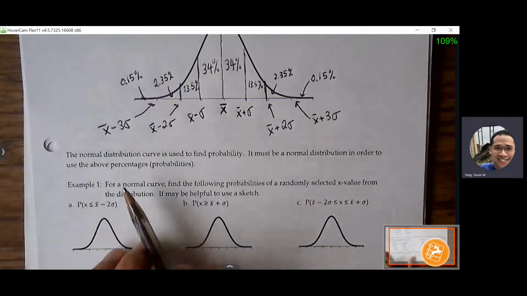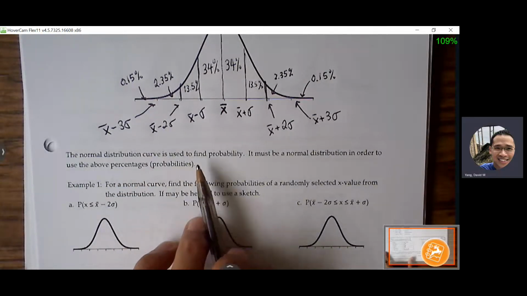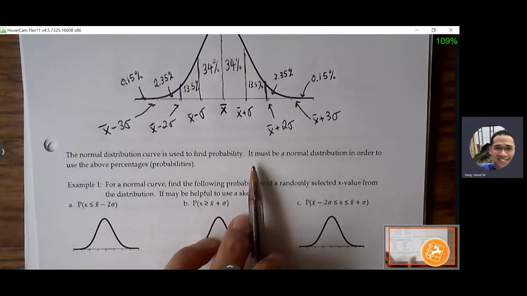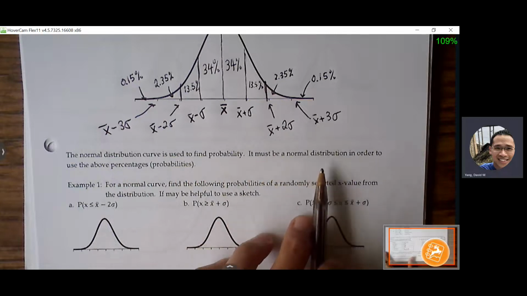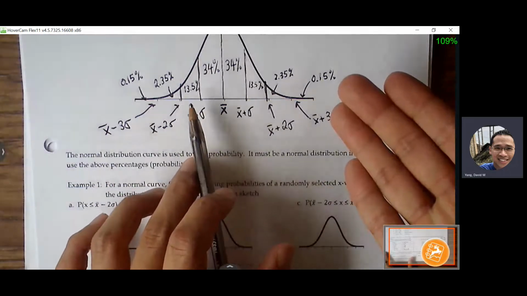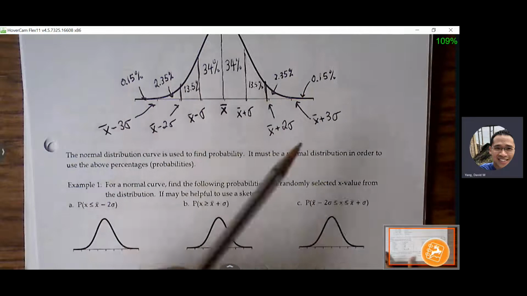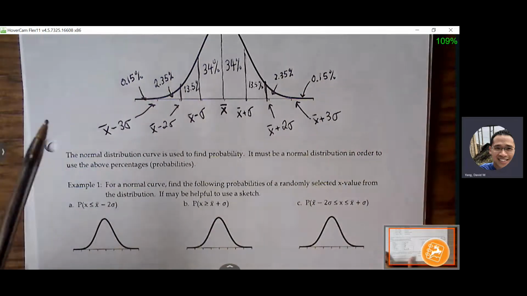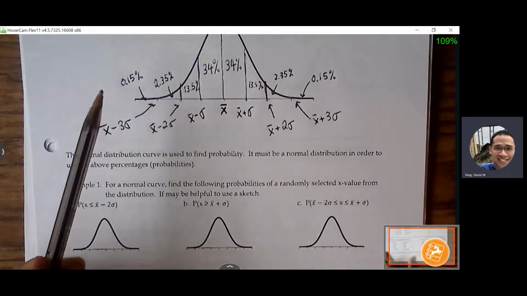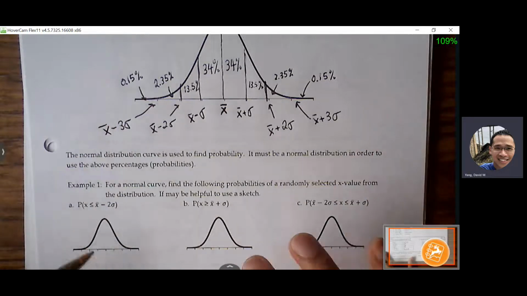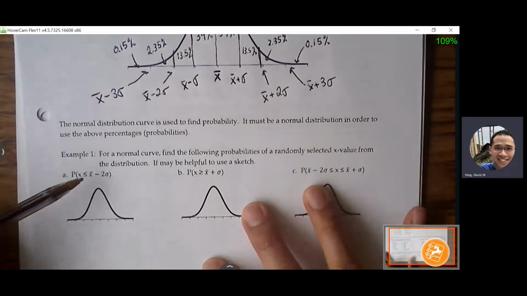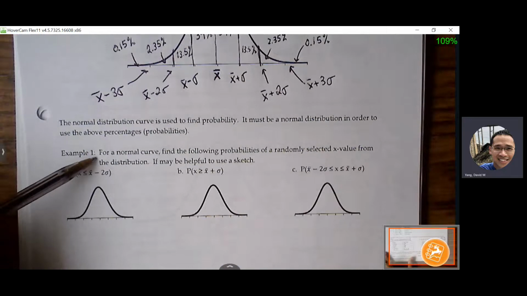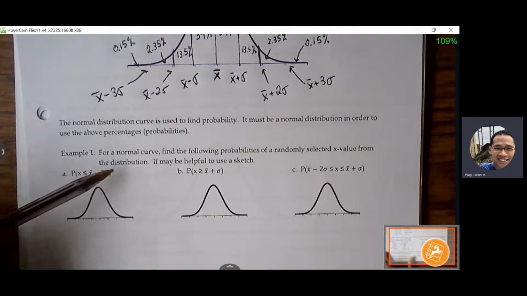Okay, so the normal distribution curve is used to find the probability. It must be a normal distribution in order for us to use these above percentages. Obviously not everything is on the normal curve, but assuming data is falling along a normal distribution, we're going to use the data above. So for a normal curve, find the following probabilities of a randomly selected x value for the distribution. It may be helpful to use a sketch.